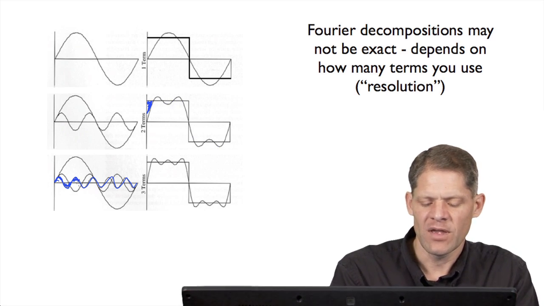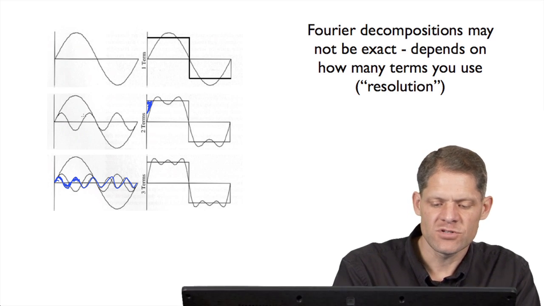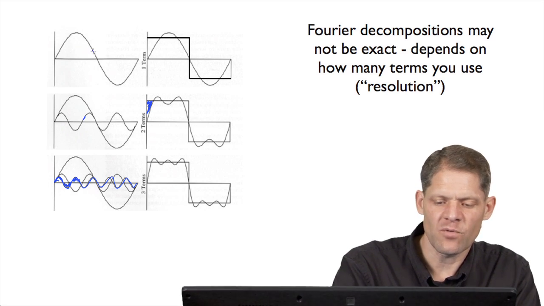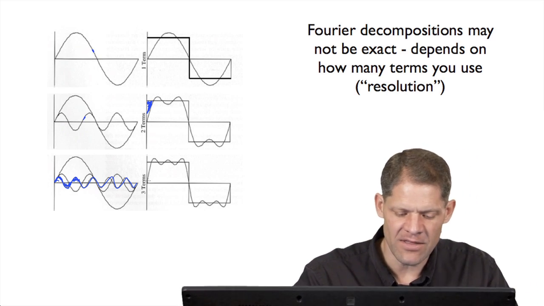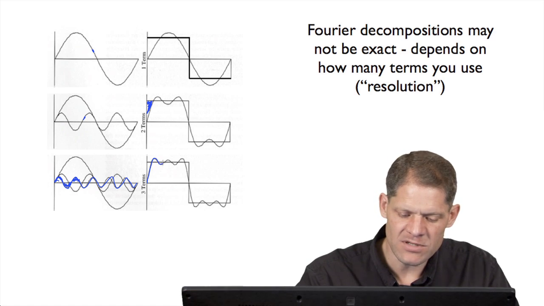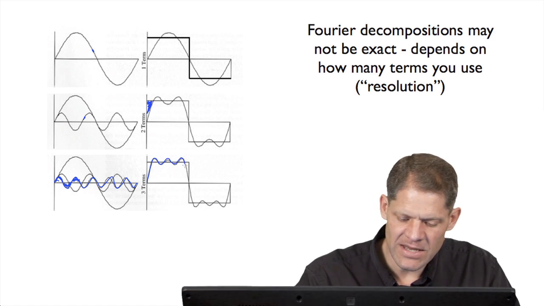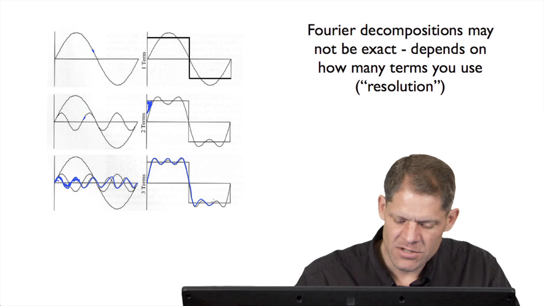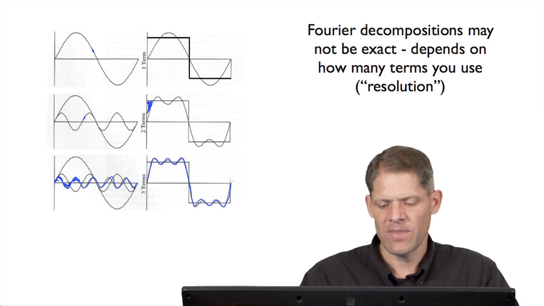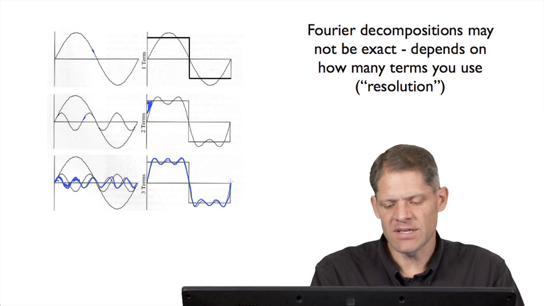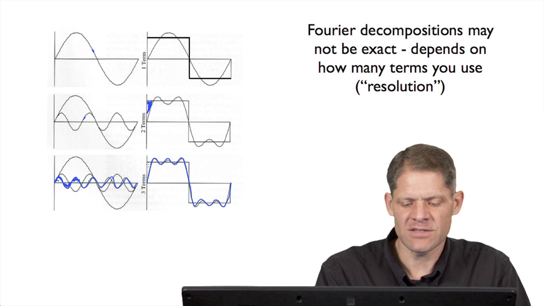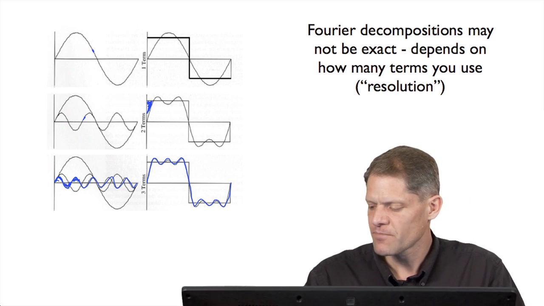So this wave, if you add this one to this one to this one, now with 3 sine waves added together, now our sum looks like this. And that's getting even closer to the original step function that we had. Now, it still isn't perfect. It has some undershoots and some overshoots, but it's looking better.